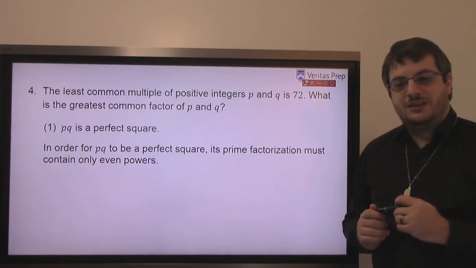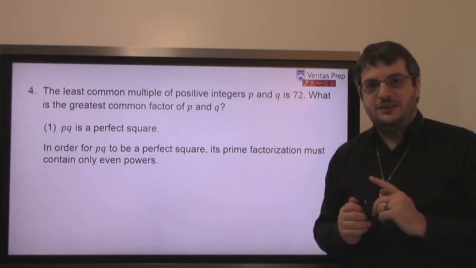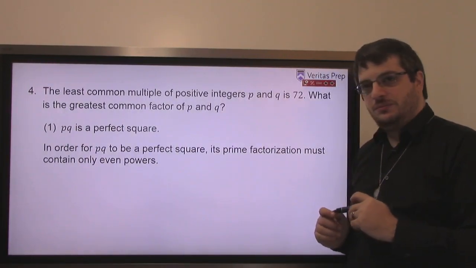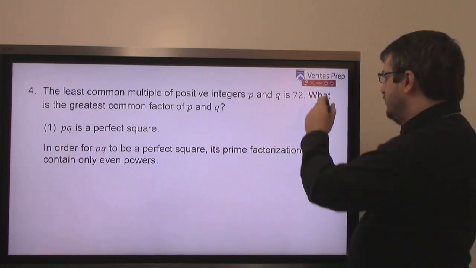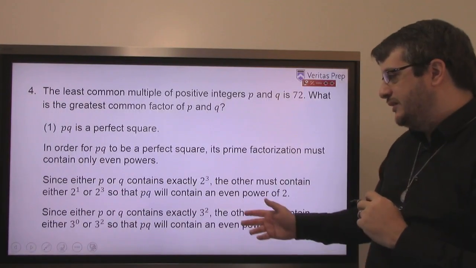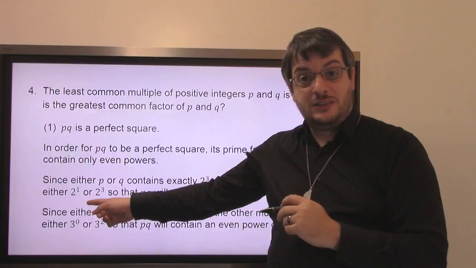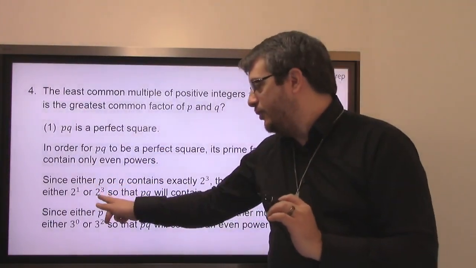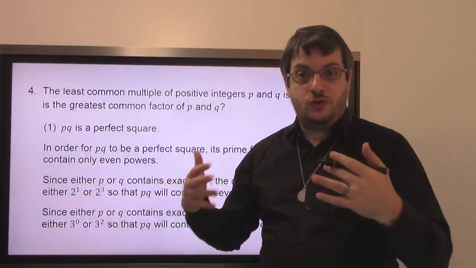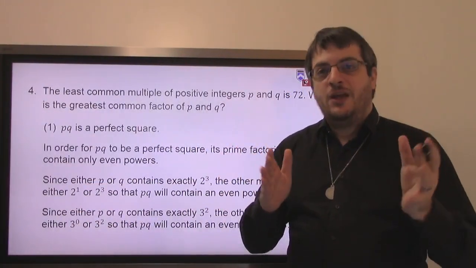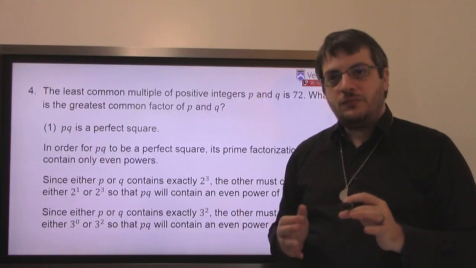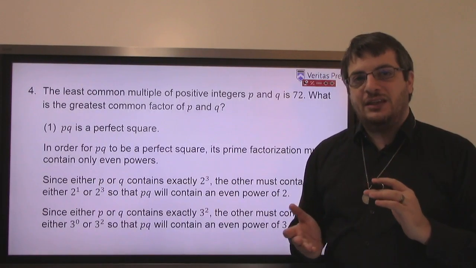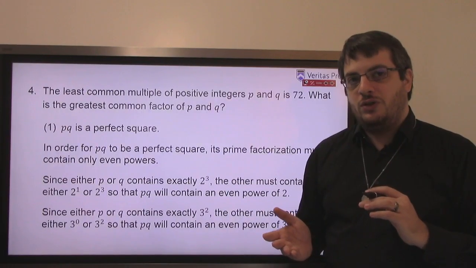But look at what I've got. One of my things contains 2 cubed, and I need to get to an even power. Well, that's fine, because the other could contain 2 to the first, and when I combine them, I'd have 2 to the fourth. Or the other could contain 2 to the third, and when I combine them, I'd have 2 to the sixth. Remember, the other one can contain up to 2 cubed. So I have at least 2 different options for what the other number is going to have in it. It could have 2 to the first or 2 cubed.